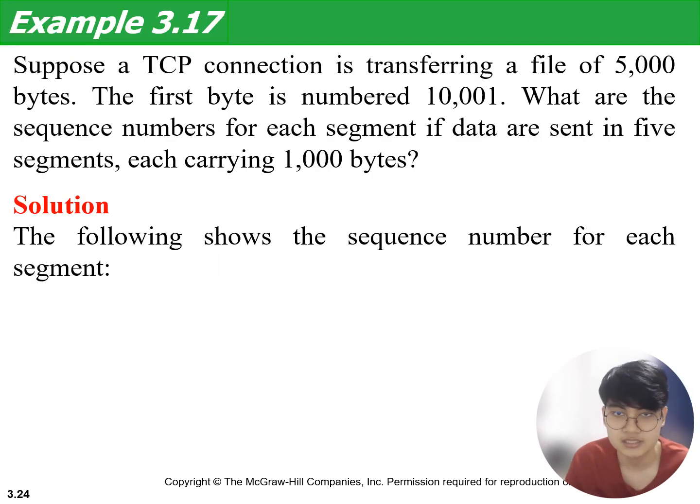A TCP connection is transferring a file of 5,000 bytes. The first byte is numbered 10,001. What are the sequence numbers for each segment if the data are sent in 5 segments, each carrying 1,000 bytes? The figure shows the sequence number for each segment.